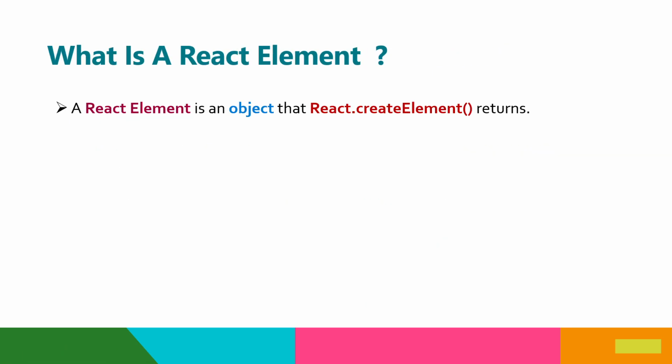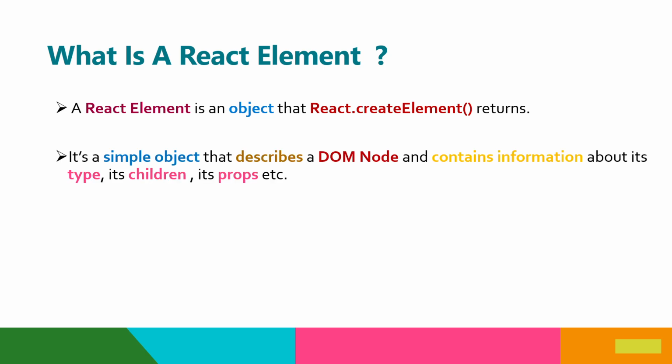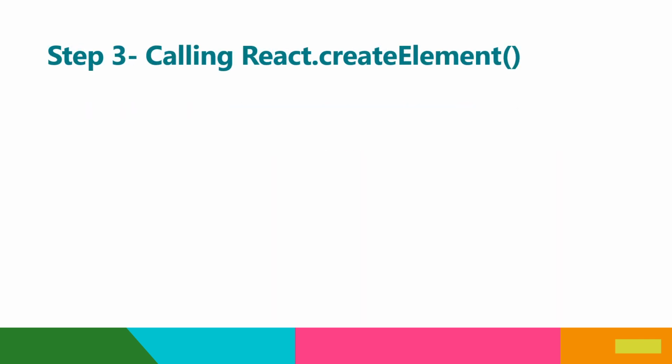What is a React element? A React element is an object that React.createElement returns. It is a simple object that describes the DOM node and contains the information about its type, its children, its props, etc. It is used by React internally to update the actual UI.